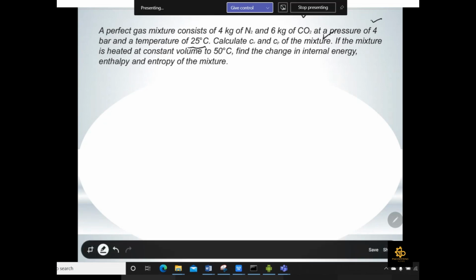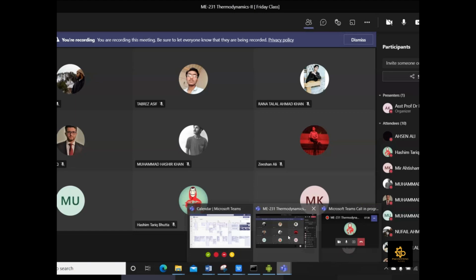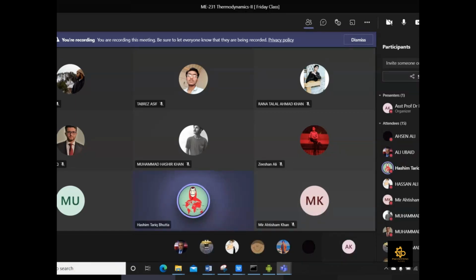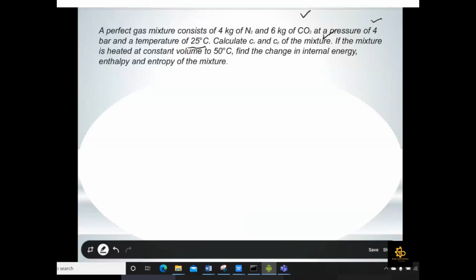Okay, so in previous cases we used the Cv and Cp values for a single gas. For example, when we are talking about air, we already have the values of Cp and Cv of air with us, but in order to find the mixture Cp and Cv, we will see how to proceed with this type of problem.